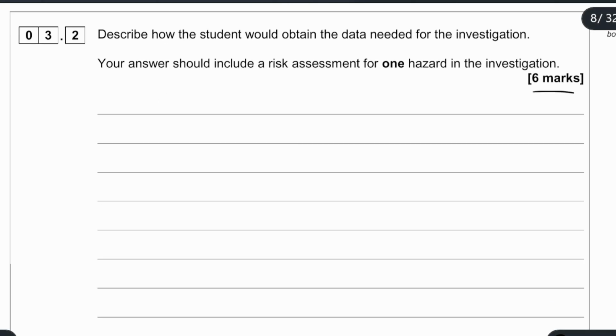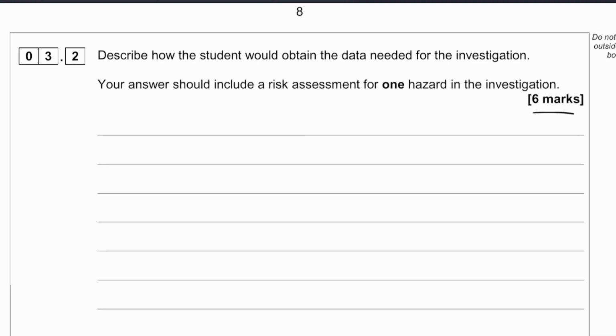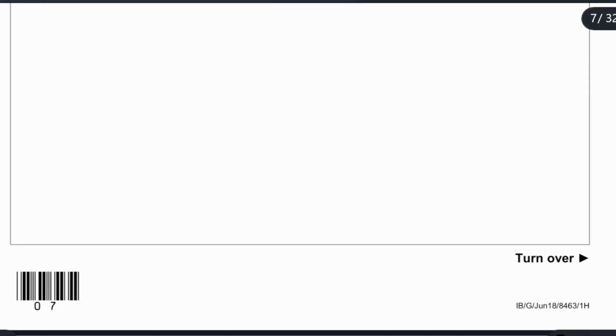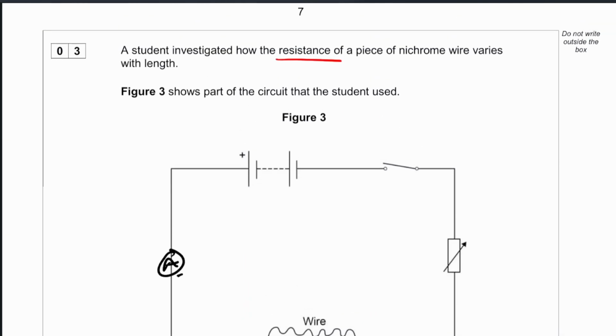Question 3.2 then. This time we've got a 6 marker, and the question is, describe how the student obtained the data for the investigation. The question is asking us to go step by step through this experiment and what we do. Because it's a 6 mark experiment question, we really need to give a lot of detail and describe every single step. I won't write this down, but just to talk you through it. Some things that you might want to do first of all is measure the length. Remember, we're looking at how the resistance varies with the length. So the first thing we need to do is measure the length in the first place.